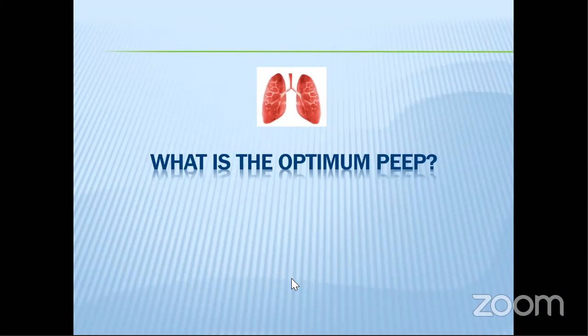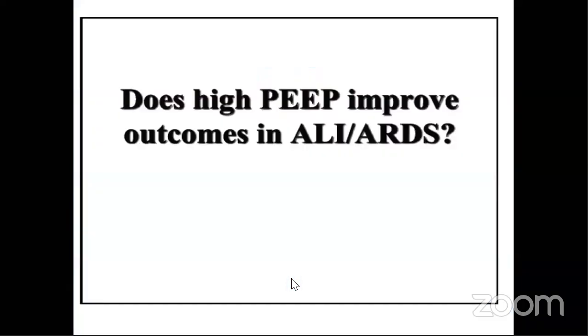There is no definition for optimum PEEP, but we'll go for a clinical definition. The clinical definition is a PEEP that improves oxygenation and helps you decrease FiO2 requirement without compromising the hemodynamics of your patient. Usually we go for PEEP 12 to 16 in most ARDS patients, but of course what fits one patient will not fit the other patient.